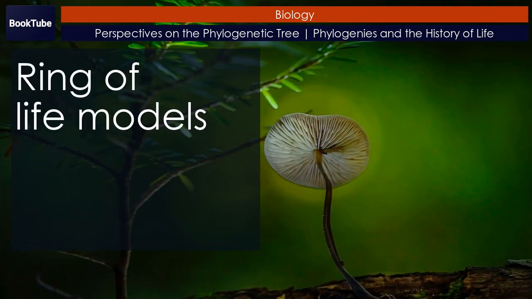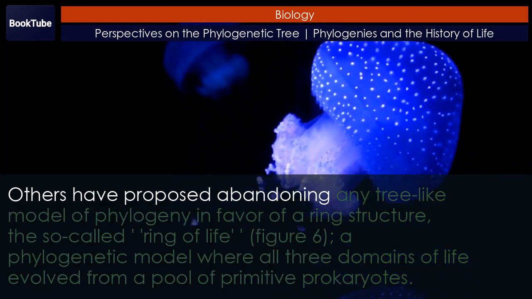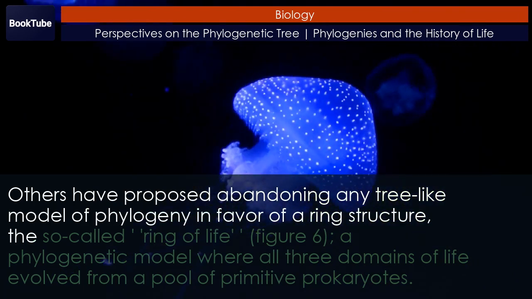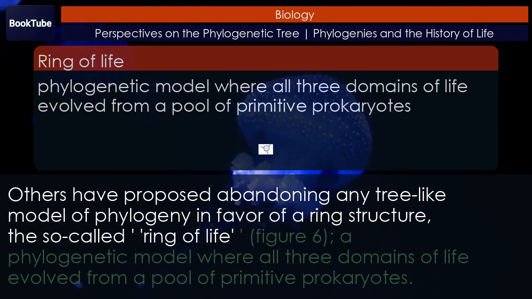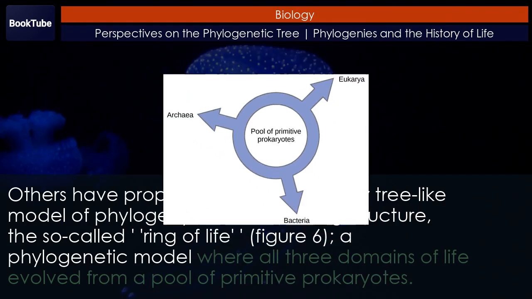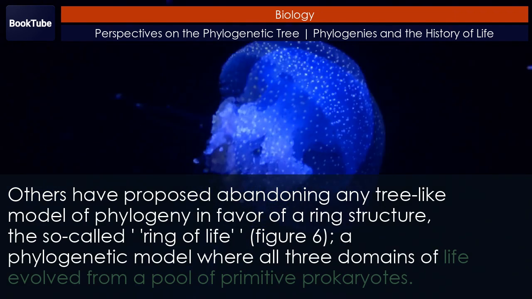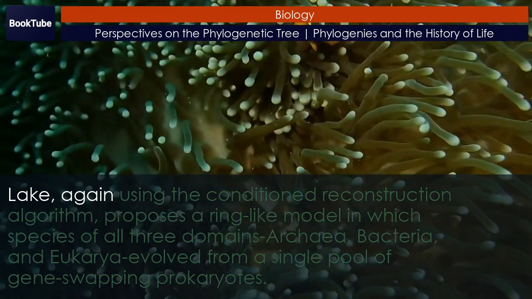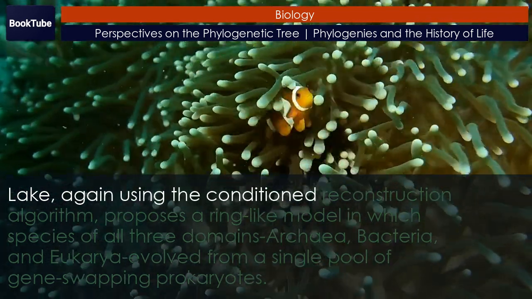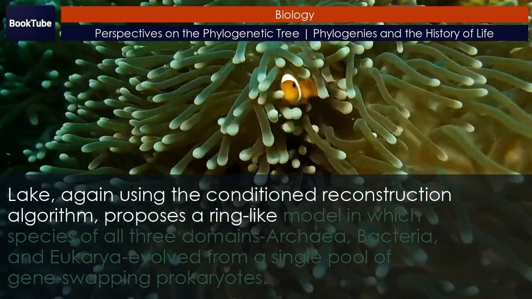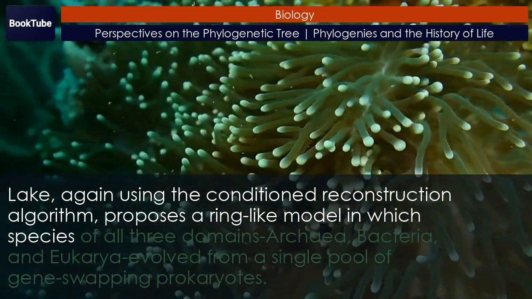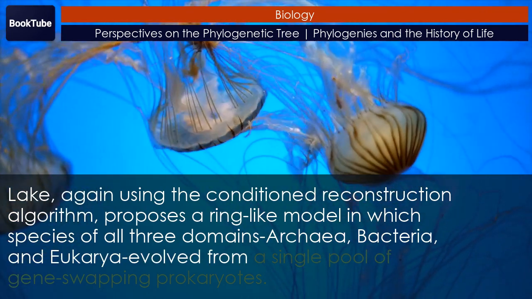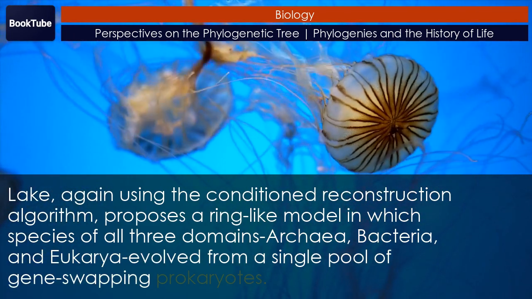Ring of life models. Others have proposed abandoning any tree-like model of phylogeny in favor of a ring structure, the so-called ring of life. Figure 6. A phylogenetic model where all three domains of life evolved from a pool of primitive prokaryotes. Lake, again using the conditioned reconstruction algorithm, proposes a ring-like model in which species of all three domains, archaea, bacteria, and eukarya, evolved from a single pool of gene-swapping prokaryotes.